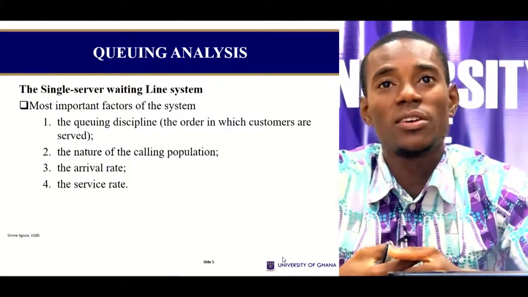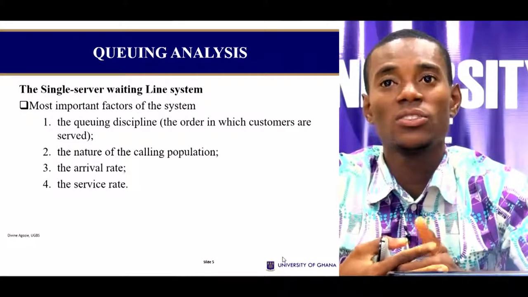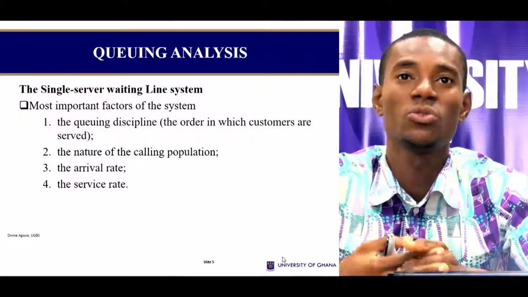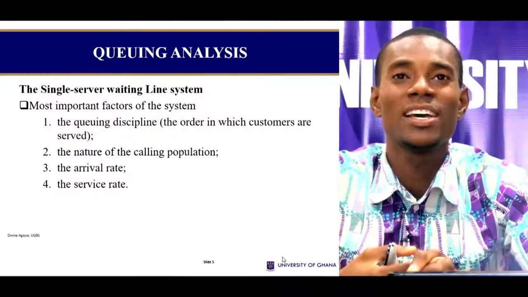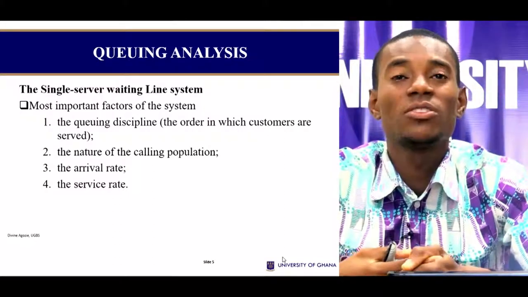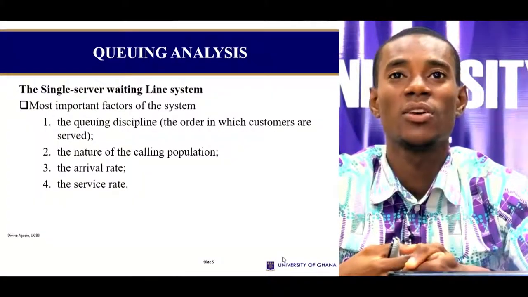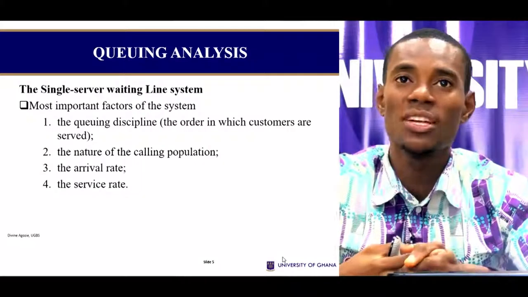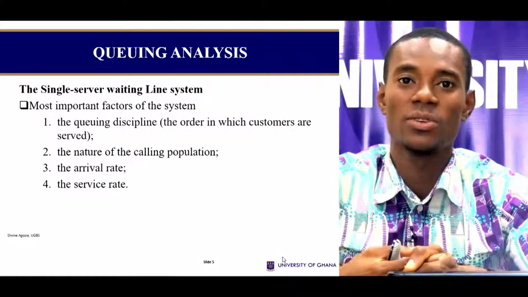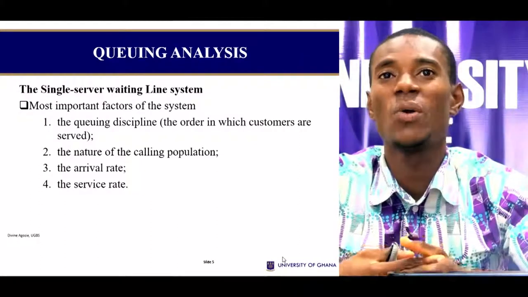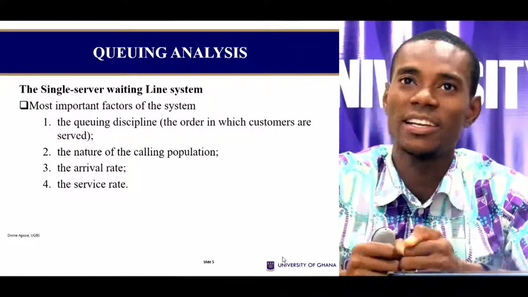For instance, if we take a hospital and it's not a specialist hospital, anyone who has any kind of problem can go to the hospital. So in that case, your population is infinite. It could be anyone. But how about a doctor who is seeing patients according to appointments? You do notice that not anyone can go and see that doctor. It is only those who have actually booked an appointment. And so in that case, our calling population is finite.